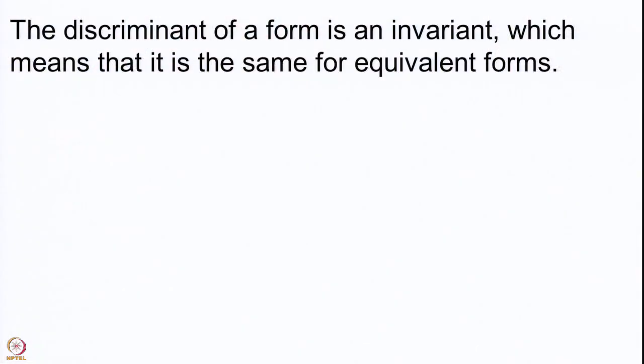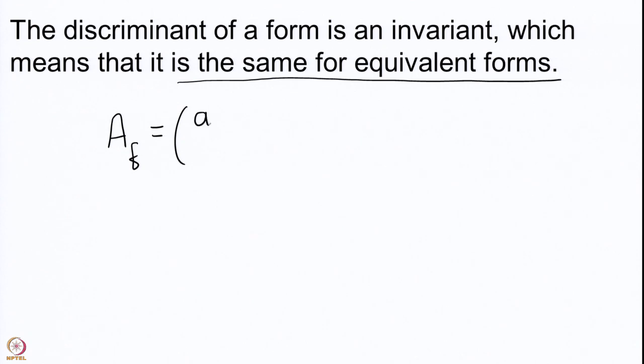So, actually the discriminant is an invariant. Whenever you change the variables using the transformations that are allowed, the discriminant does not change. The discriminant remains the same for equivalent forms. For that, let us observe one thing. We know that our matrix for the form f is given in this way. Let us compute its determinant.